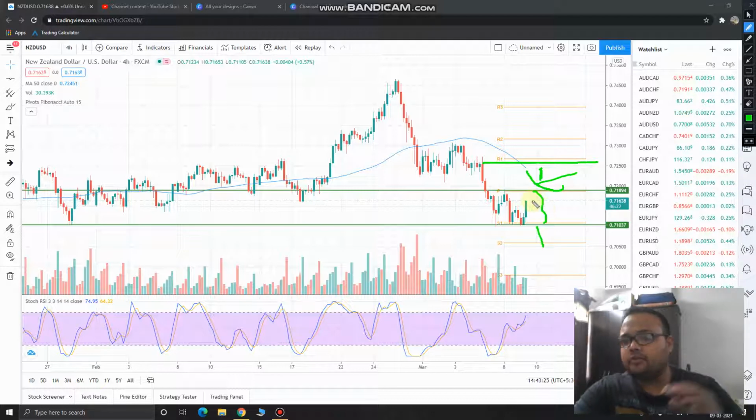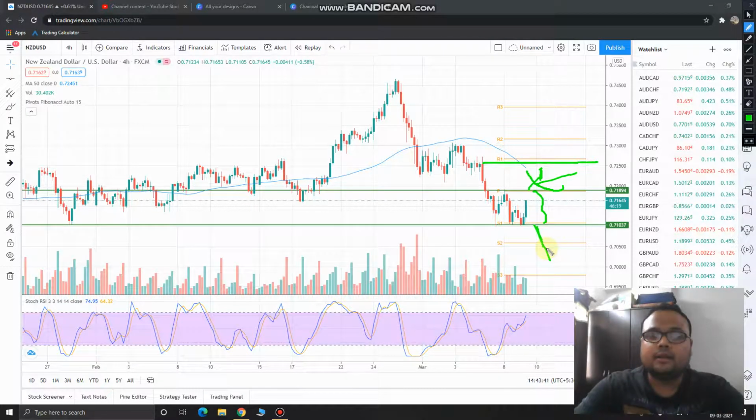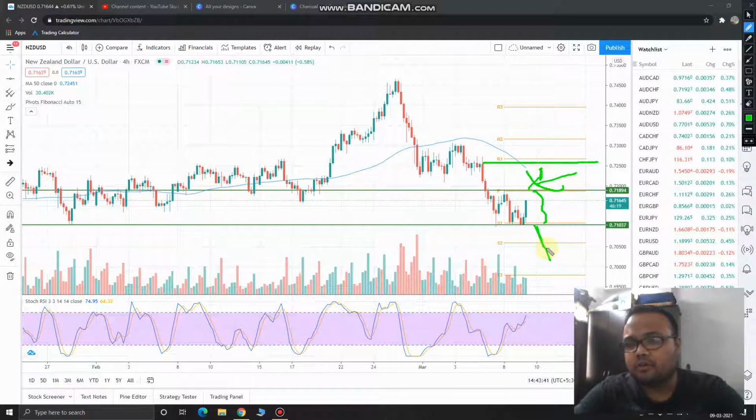So right now market is in no trading zone. Just wait for the market to either cross this level or this level. Whatever, confirmation is very important. You can take the confirmation of volume or any indicator of your own choice. That's completely up to you. But as of now, I'll tell you to avoid the market as the market is in no trading zone.